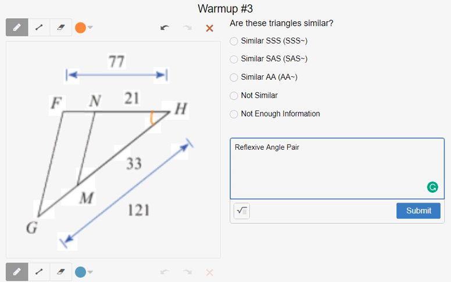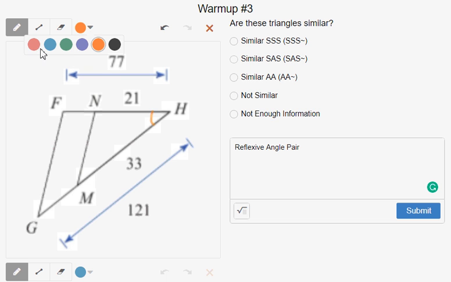But we do have some side lengths, and we want to compare those corresponding sides. So if we take a look, our side length of 77, that's FH, that corresponds to NH. So is 77 compared to 21, that ratio, equivalent to our other ratio of 121 for HG compared to HM, which is 33? If these 2 ratios are equivalent, we can say the sides are proportional. We have an included angle pair that is congruent, so they could be similar by side angle side.